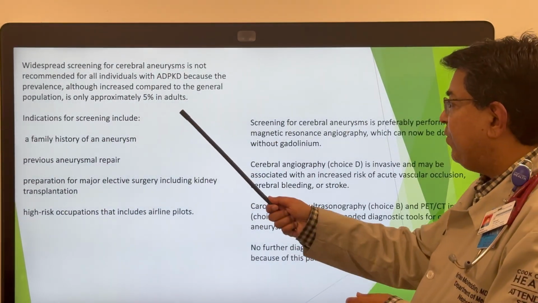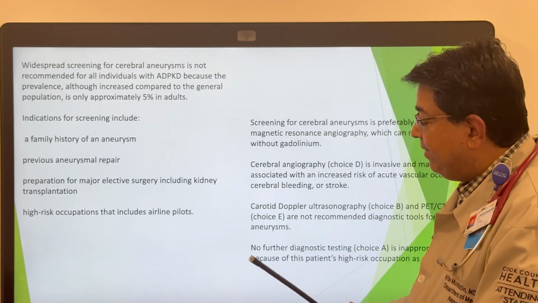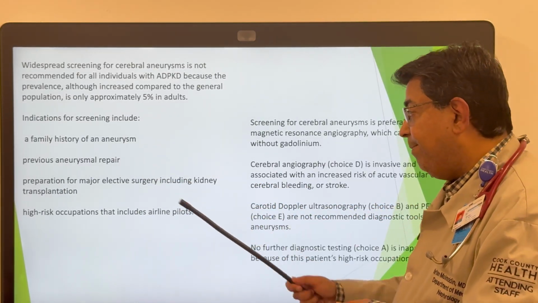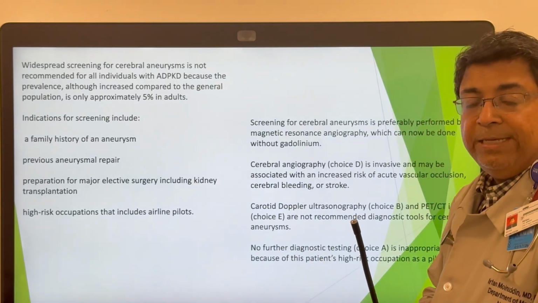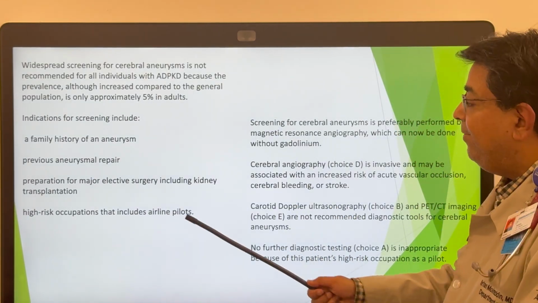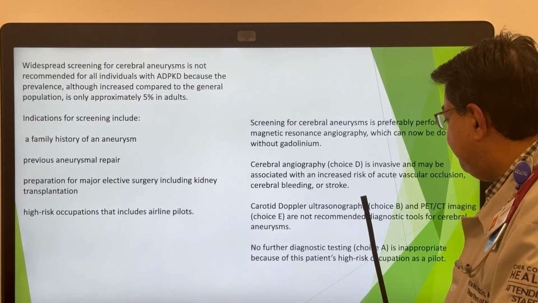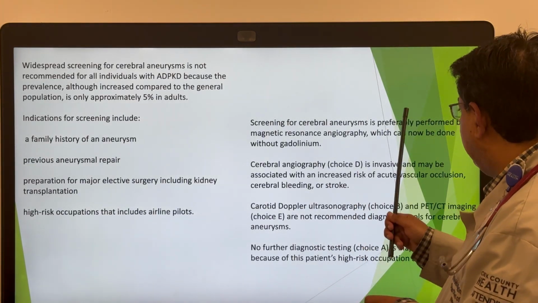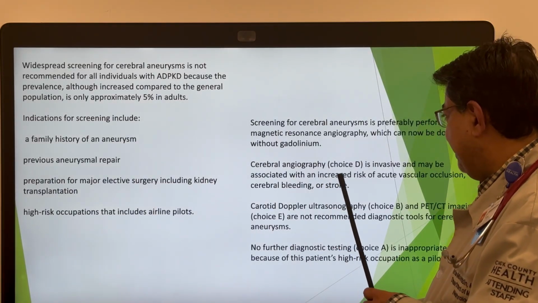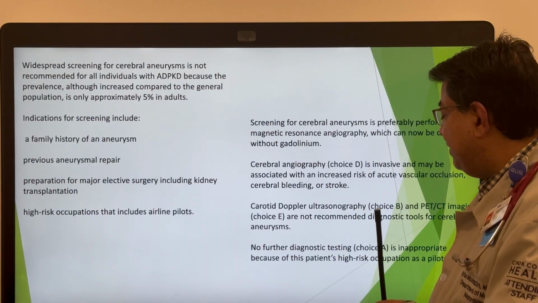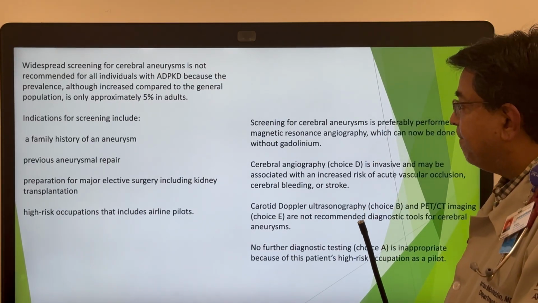So indications for screening would be family history of an aneurysm, previous aneurysmal repair, preparation for major elective surgery, including kidney transplantation, and high-risk occupations that includes airline pilots, and MRI is the preferred way to diagnose cerebral aneurysm, and this can now be done without gadolinium. Next slide.